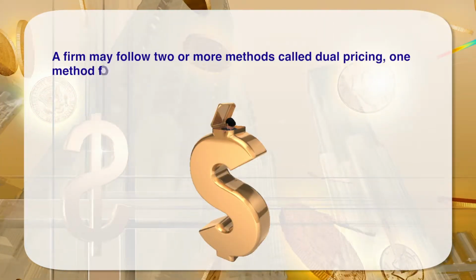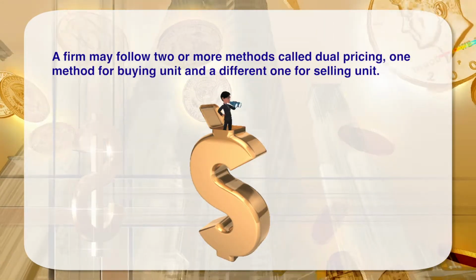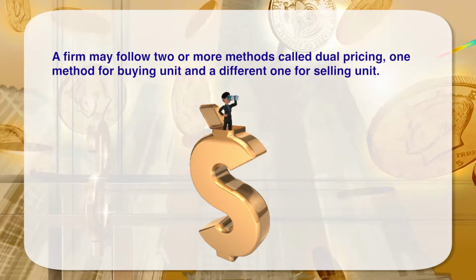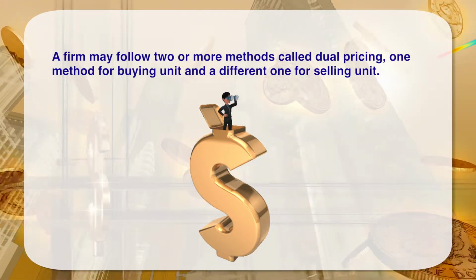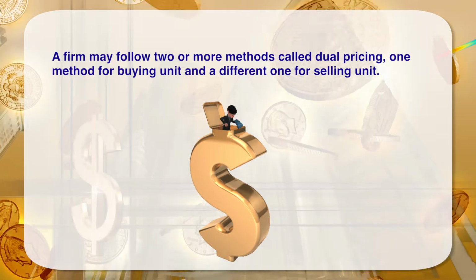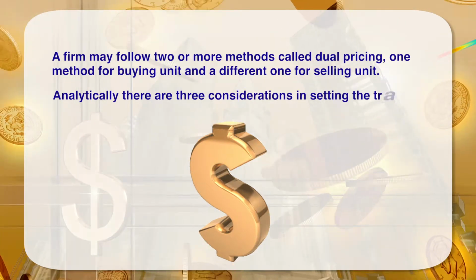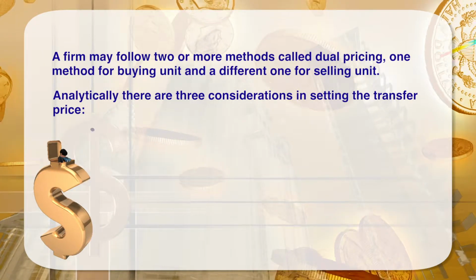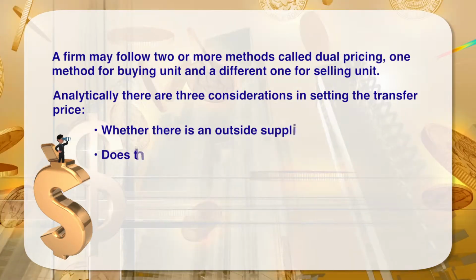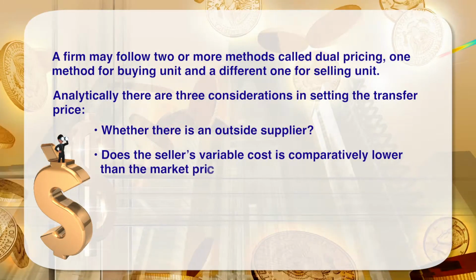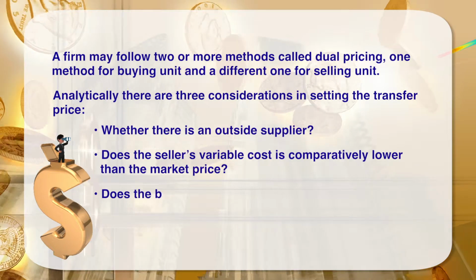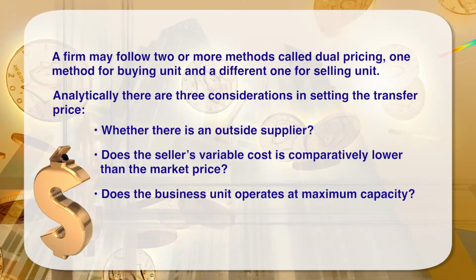A firm may follow two or more methods called dual pricing, one method for the buying unit and a different method for the selling unit. Analytically, there are three considerations in setting the transfer price: whether there is an outside supplier, whether the seller's variable cost is comparatively lower than the market price, and whether the business unit operates at maximum capacity.